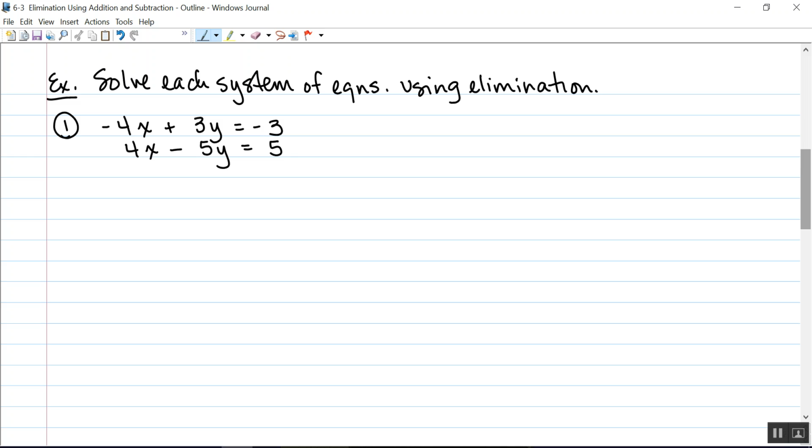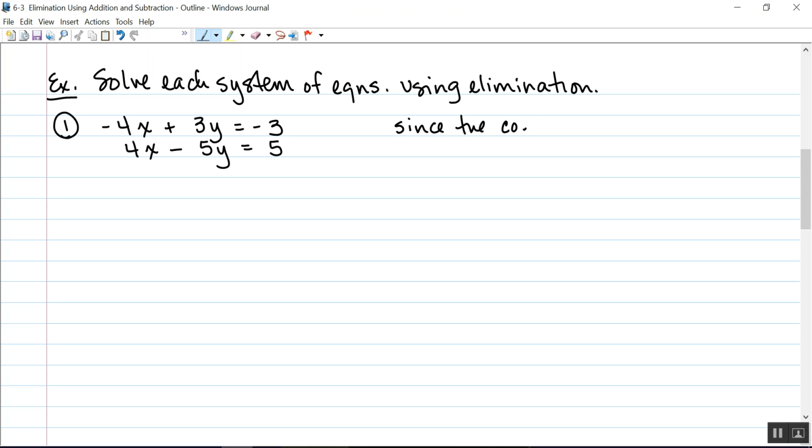Okay, my first example is the system negative 4x plus 3y equals negative 3 and 4x minus 5y equals 5. Now if you look at these two equations, you'll notice that the coefficients of x are opposites of each other. The coefficient of x in the first equation is negative 4, and the coefficient of x in the second equation is a positive 4. So what this means is that if I add these two equations, those 4 x's are going to cancel each other out. Let's go ahead and add this to our notes here.